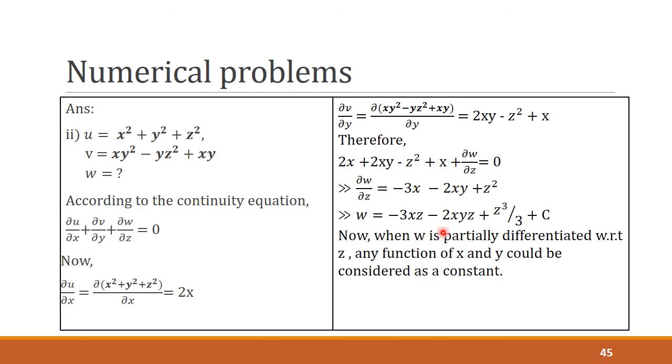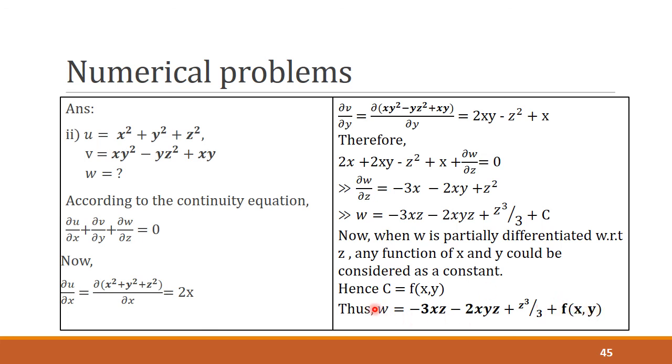Since when w is partially differentiated with respect to z, any function of x and y can be considered as a constant, this c could as well be a term like xy or x squared y or x cubed y raised to 4. And it would still go to 0 for ∂w/∂z. So c could be a function of x and y. And so w can be written as minus 3xz minus 2xyz plus z cubed by 3 plus a function of x comma y.